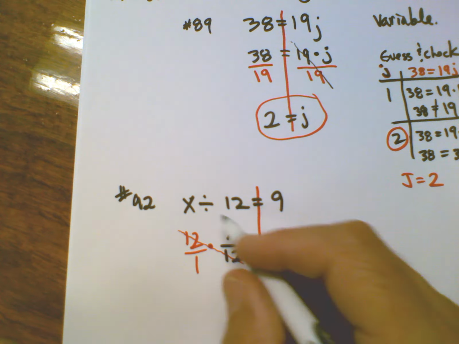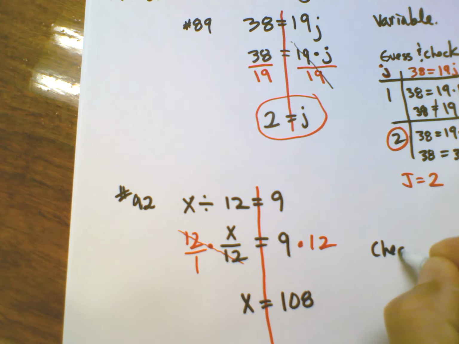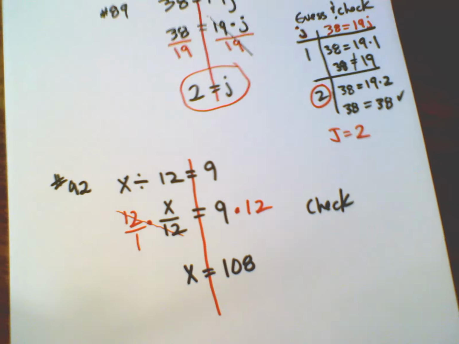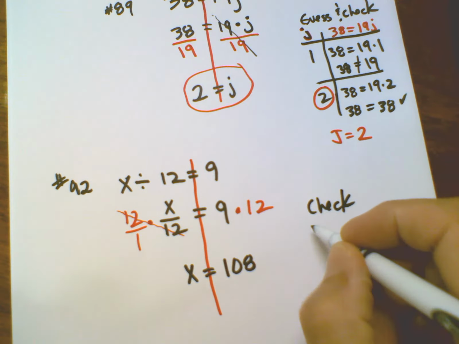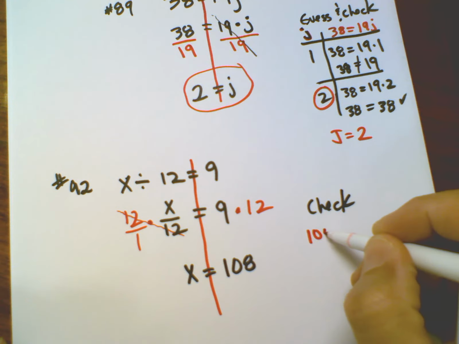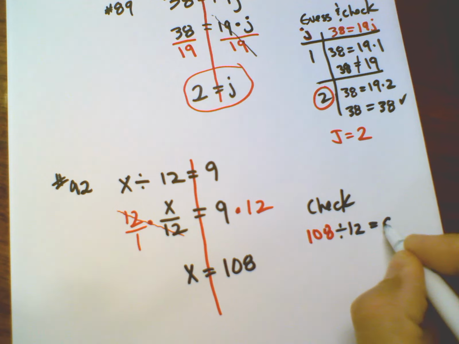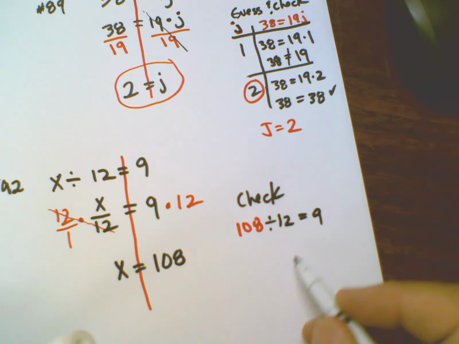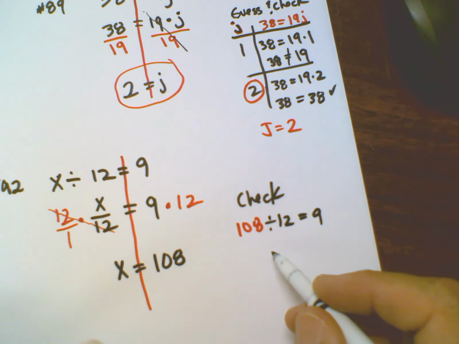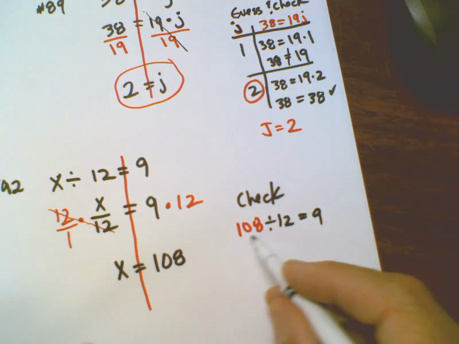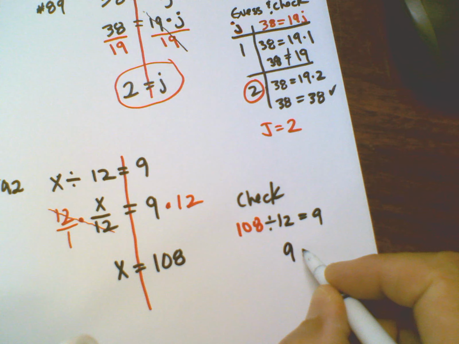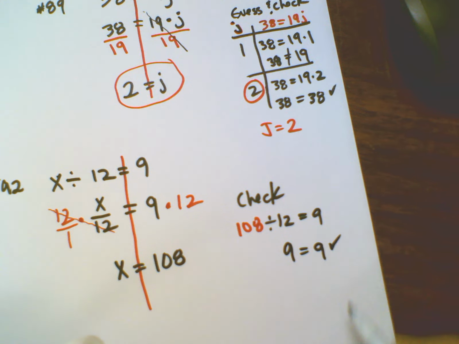And I could always check it, right? I can take my 108, put it back in, so I would always check my answer, make sure I'm good. So I would say, is it true? Is 108 divided by 12, does that equal 9? You know, you can get out your calculator and double check it, because at this point, using your calculator is fine to double check things. 108 divided by 12, sure enough, does equal 9. And so it does check out.